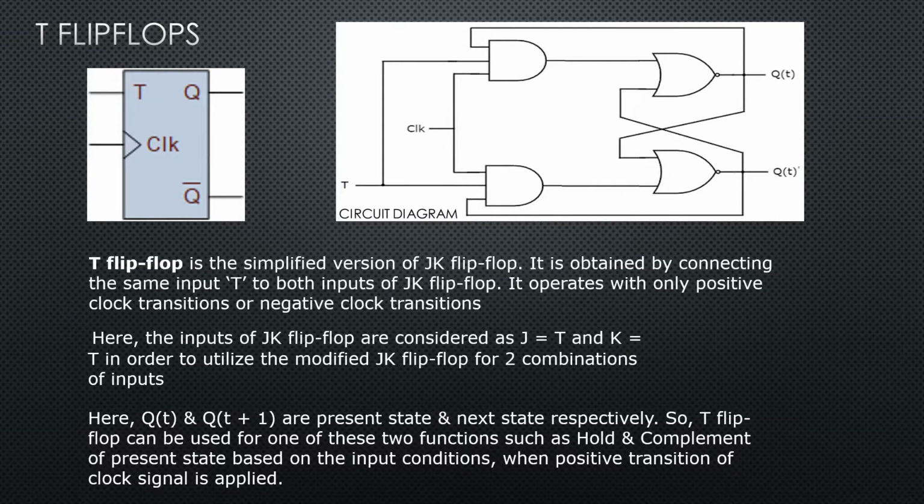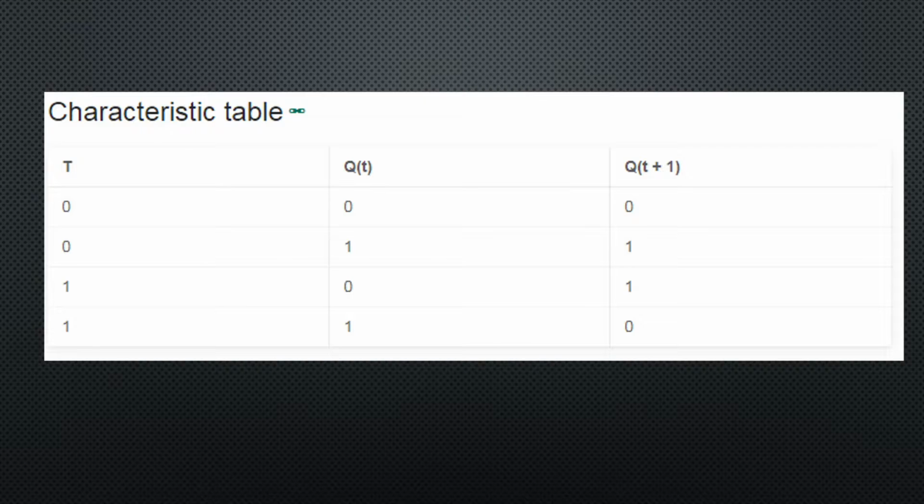Here, Qt and Qt plus 1 represent the present state and next state respectively. So the T flip-flop can be used for one of two functions: hold or complement the present state, based on the input conditions when a positive transition of the clock signal is applied. This is a characteristic table.